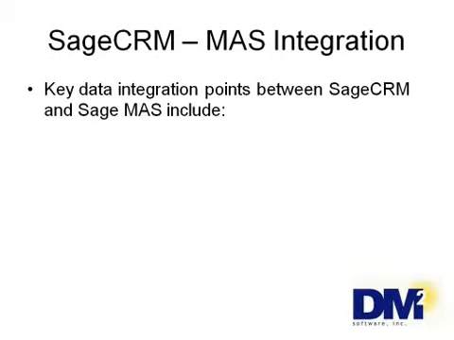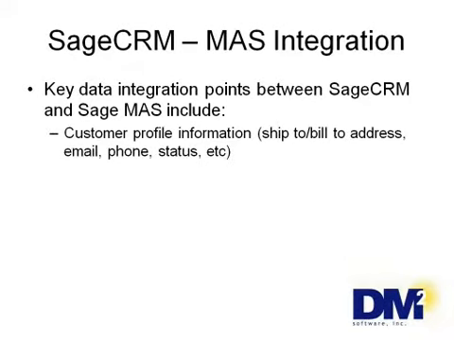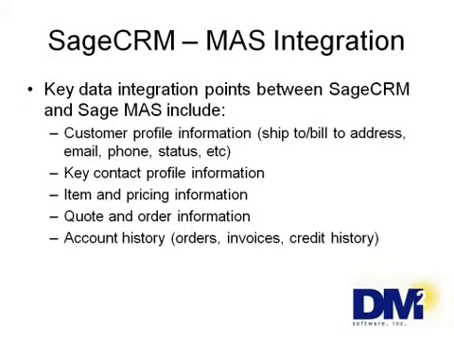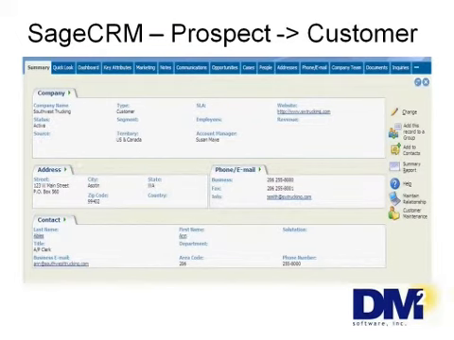Integration with MAS: the key integration points between MAS and CRM include the customer profile information, ship-to, email, phone number, status, etc., key contact information, item and pricing information, and quote and order information, as well as the ability to drill down on account history, orders, invoices, credit history, things like that. So think of how powerful this is. Your sales reps are in CRM and able to see all of this information and no longer have to be traipsing around in MAS 200.